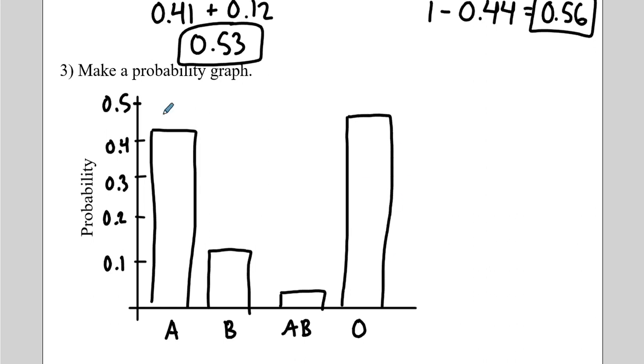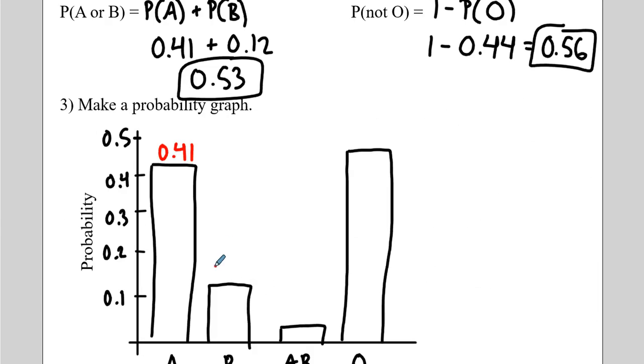It's probably wise to even write what all these are so people aren't guessing. That was 41, 12%, this was 3%, and this was 44. Otherwise, the whole point of a graph is to communicate information. Otherwise, it's not doing a good job of that.